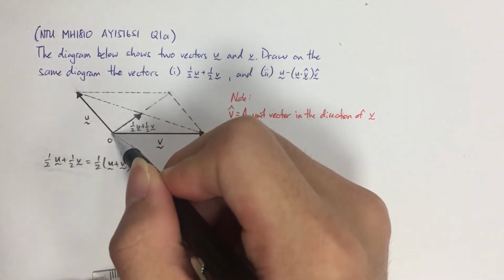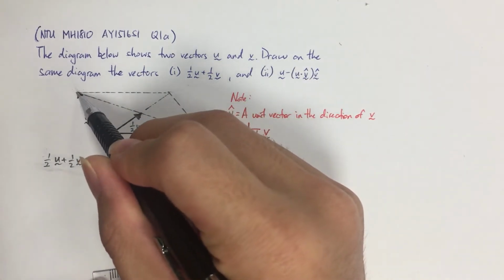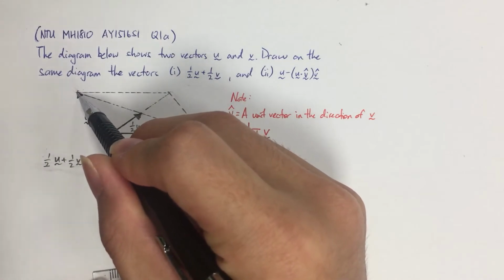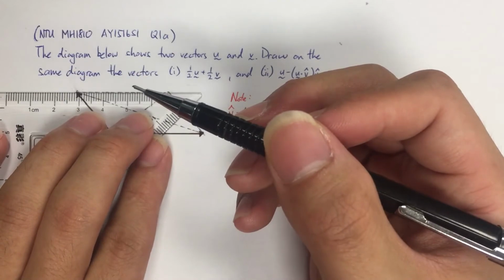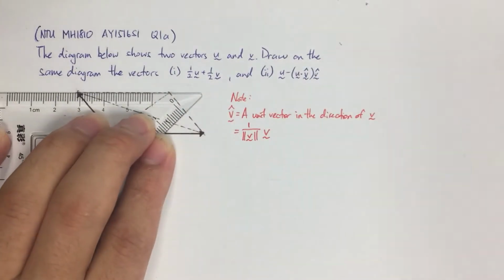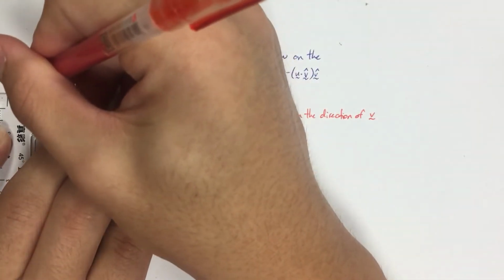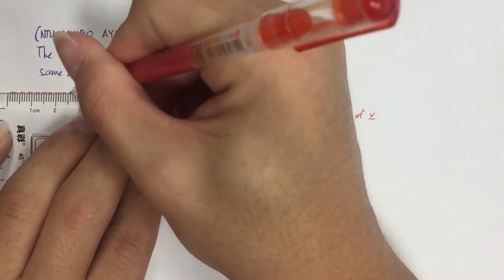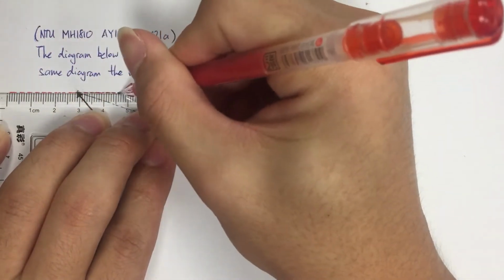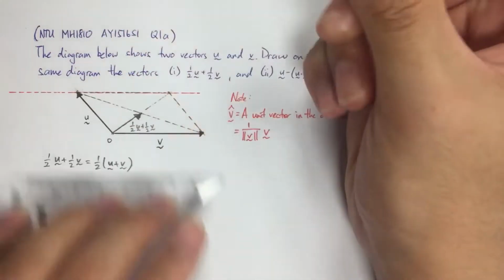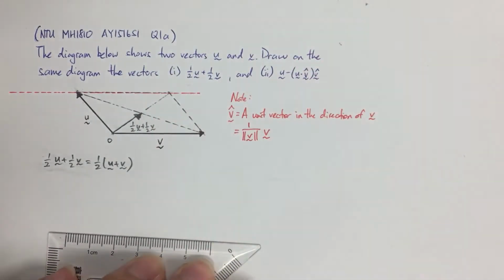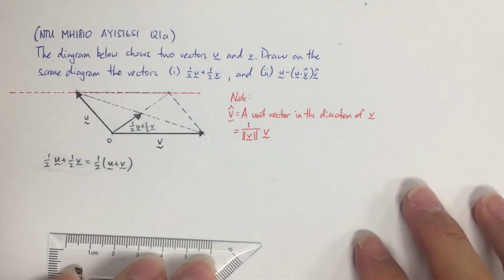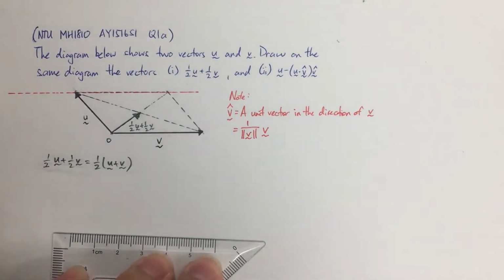So basically, what we are doing is going from u first, and then going somewhere in the direction of v, right? Which means that we are actually going somewhere along this line that I'm going to draw here. I'll draw it in red. So we will end up somewhere on this red line, because this red line is parallel to v, by the way. Correct?